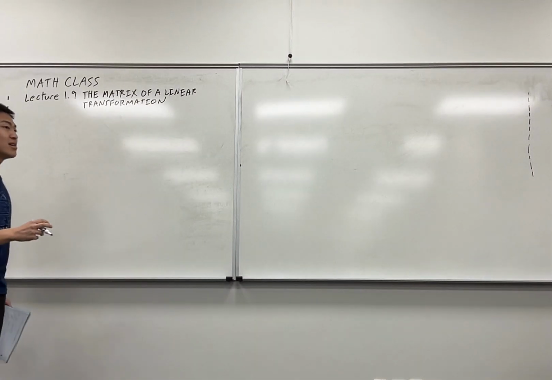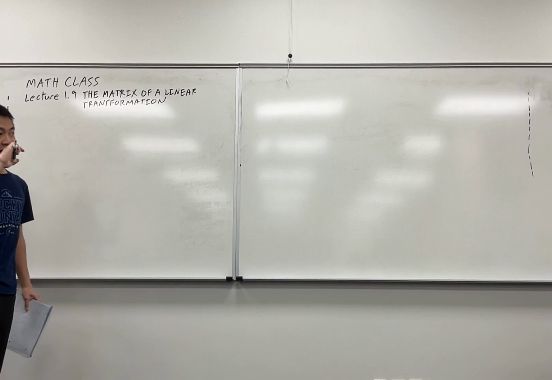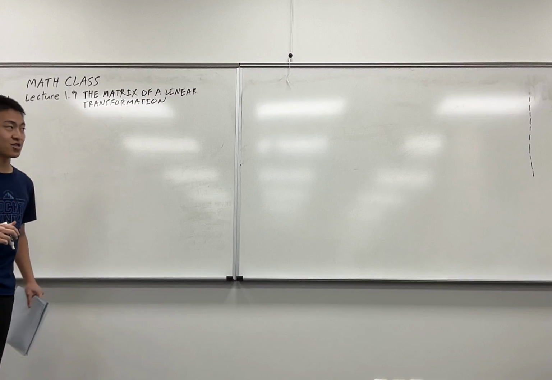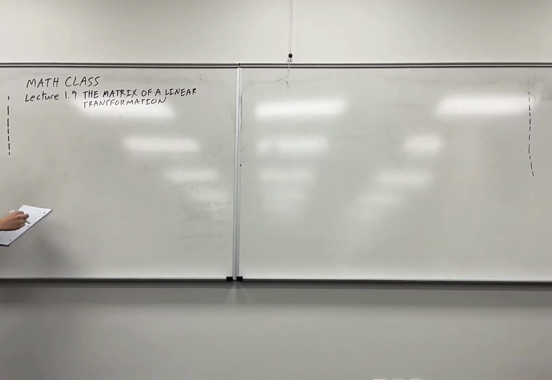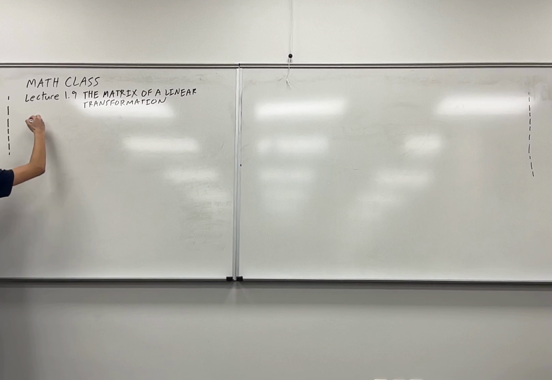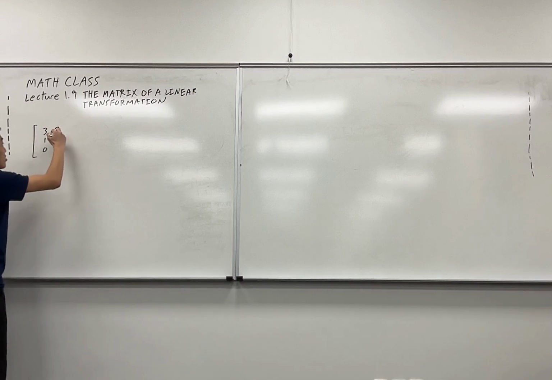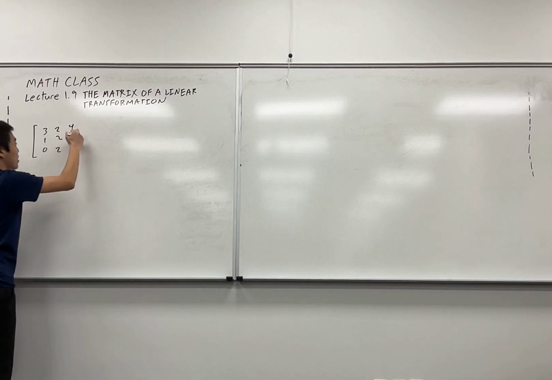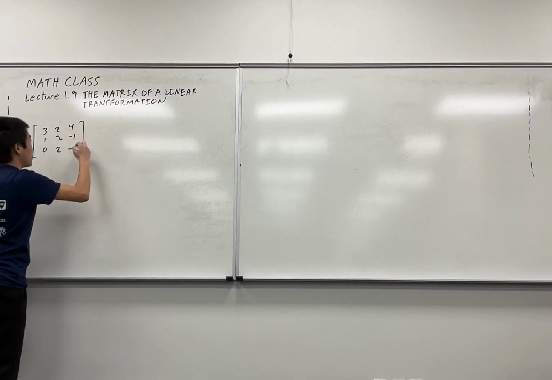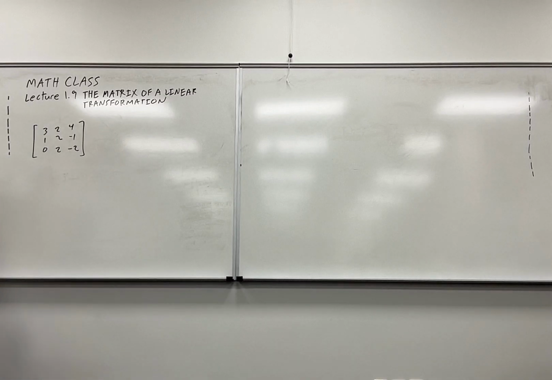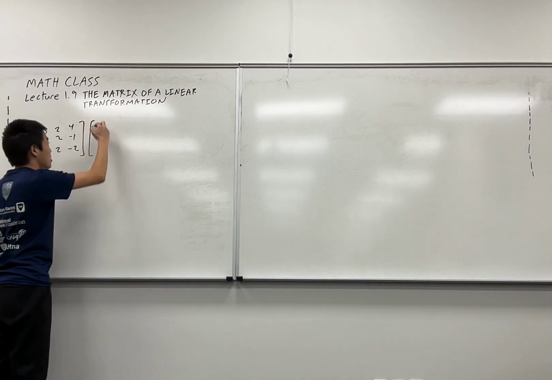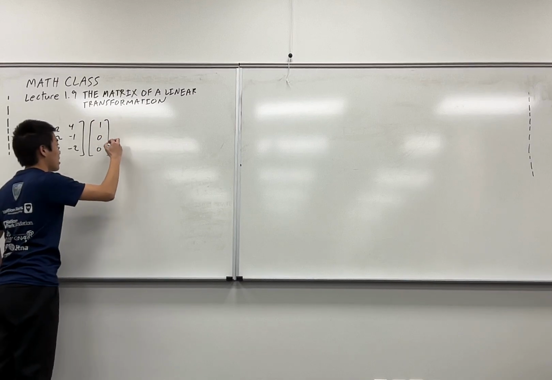Because if we can make that tie, and Samuel already made a tie between the superposition principle at the end of last lecture and what we'll do today. So the first thing is, there's a really nice way to take matrix multiplication. Say I had a matrix like this: 3, 1, 0, 2, 2, 2, 4, minus 1, minus 2, and I multiply it by test vectors. The first vector is 1, 0, 0.